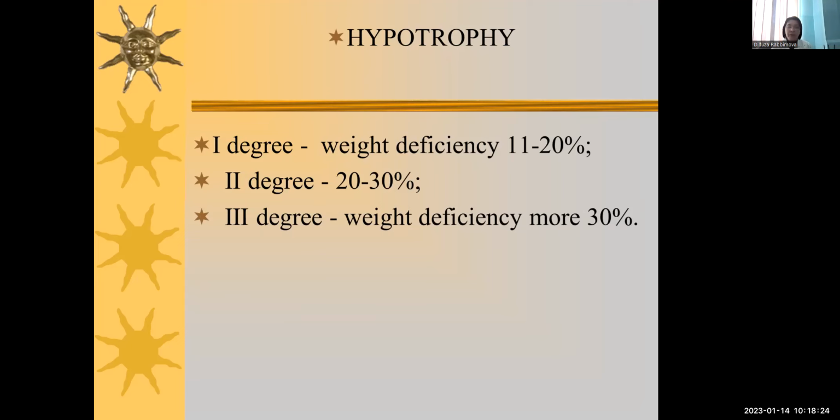Hypotrophy. We know 3 degrees of hypotrophy. Mild degree, weight deficiency 10 to 20%. The second, moderate degree, 20 to 30% of weight deficiency. And a severe degree of hypotrophy or malnutrition, weight deficiency more than 30%.